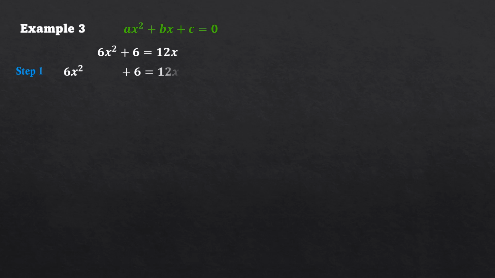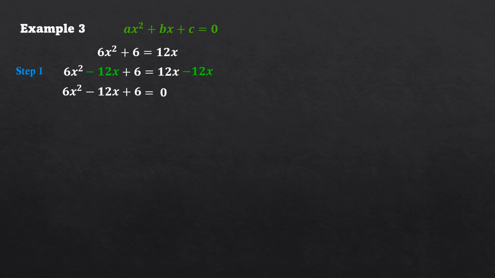So, we have 6x squared plus 6 is equal to 12x. Then, add the inverse of positive 12x, which is negative 12x. So, we have 6x squared minus 12x plus 6 is equal to 12x minus 12x, which is 0. Therefore, the standard form of the given quadratic equation is 6x squared minus 12x plus 6 is equal to 0.